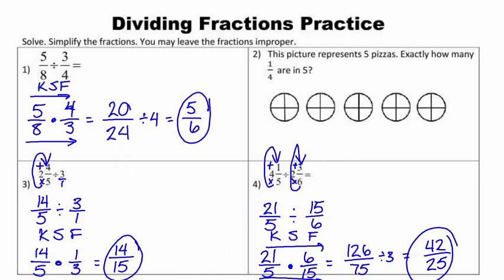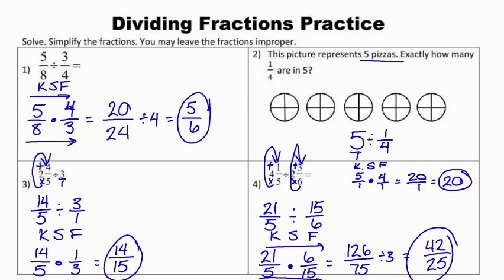Now the last one I want to talk about is number 2. It says this picture represents 5 pizzas. Exactly how many 1/4 are in 5? So it's like you're taking 5 and dividing it into groups of 1/4. So you could do the math. 5 over 1, and then you do keep, switch, flip. So it becomes 1/5 times 1/4. Oops. I'm sorry, I just did that backwards. 5 over 1 times 4 over 1 equals 20 over 1, which is really just 20. So you'll end up getting 20 pieces.